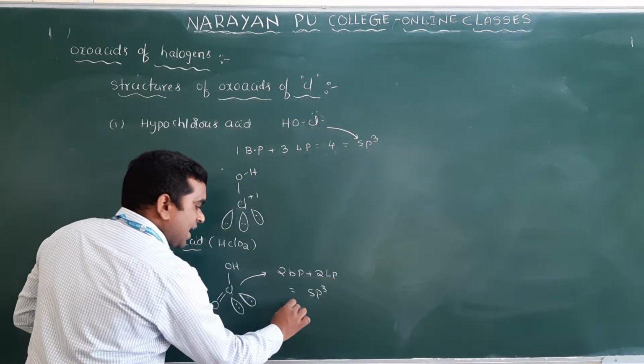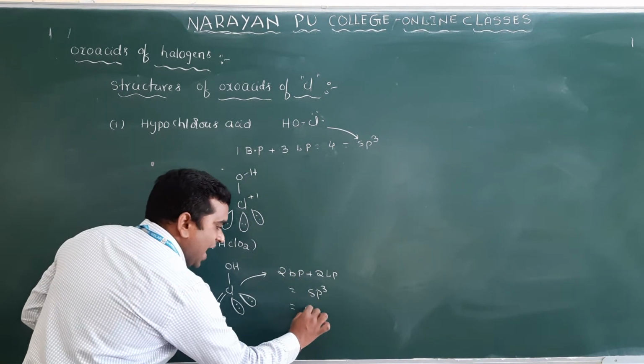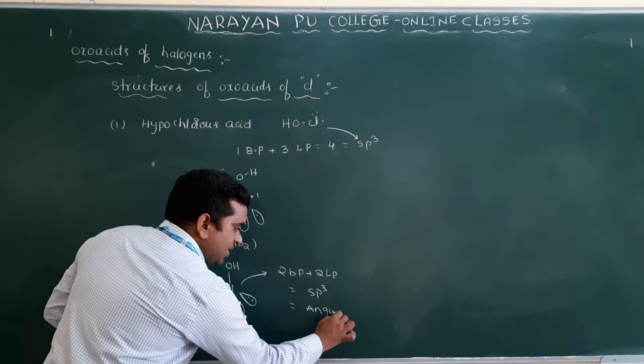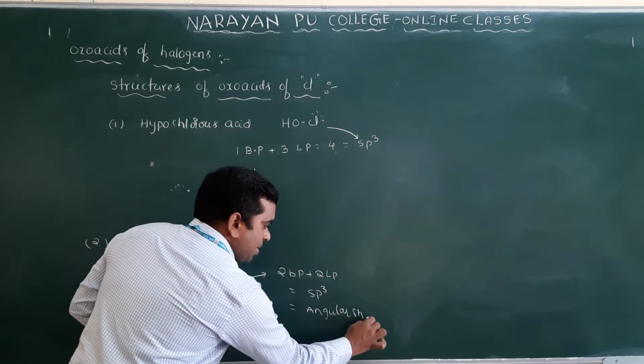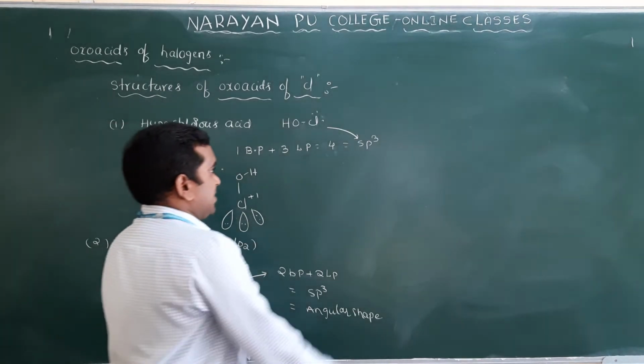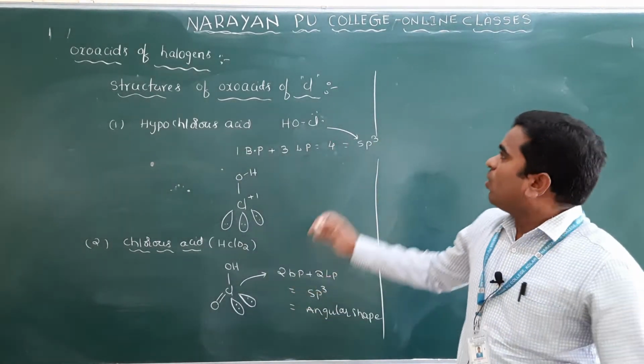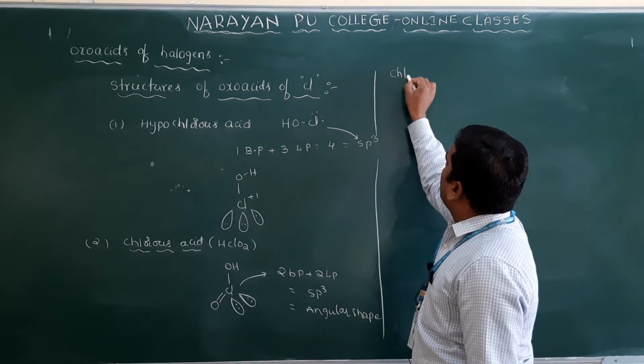And 2 bond pairs and 2 lone pairs. What is the shape of the molecule? The shape of the molecule is angular, like water, a bent structure. Angular shape. This is chlorous acid. And the third one is chloric acid. Clear? What is the chloric acid formula?